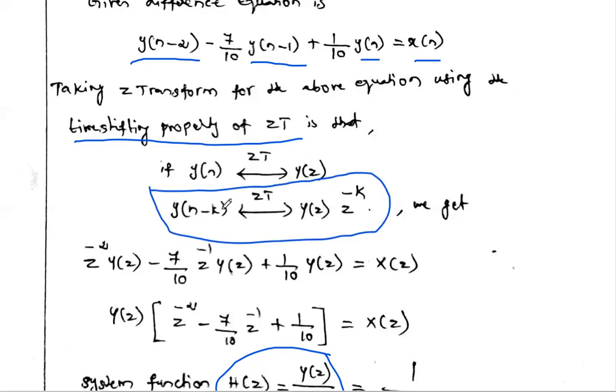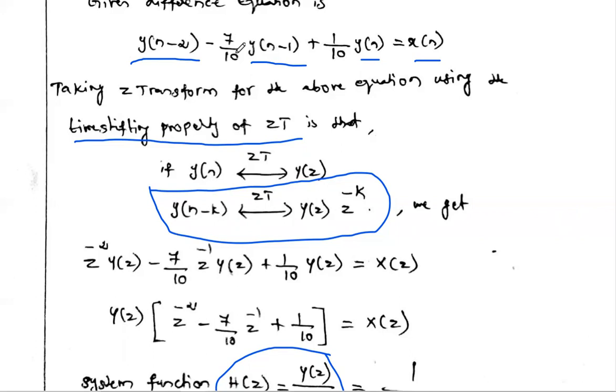Using this property, we are going to take the Z transform for the entire equation. What is the first term? Y of n minus 2. So what is the Z transform of y of n minus 2? According to this, in the place of k, 2 is there. So what is the answer? Capital Y of z multiplied with z power minus 2.